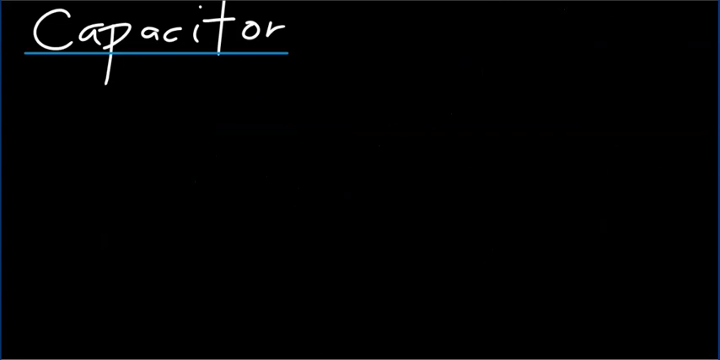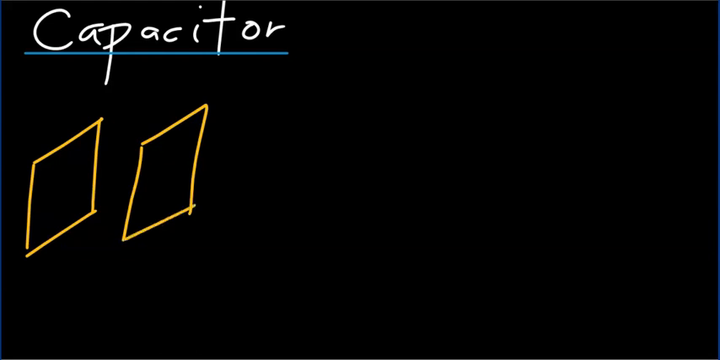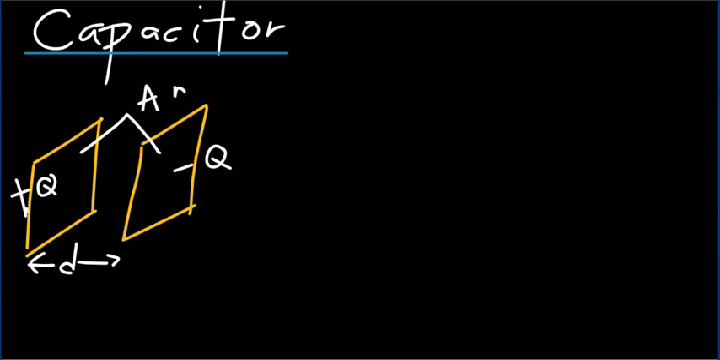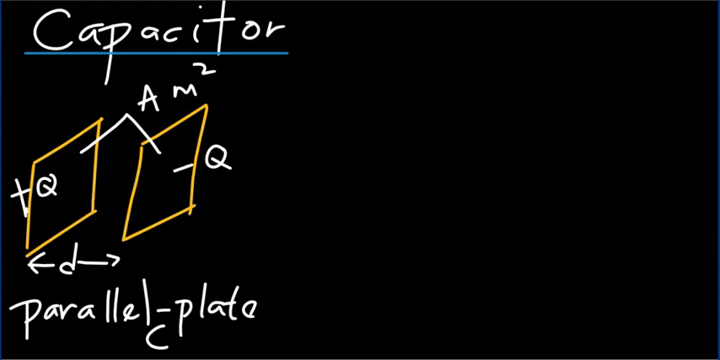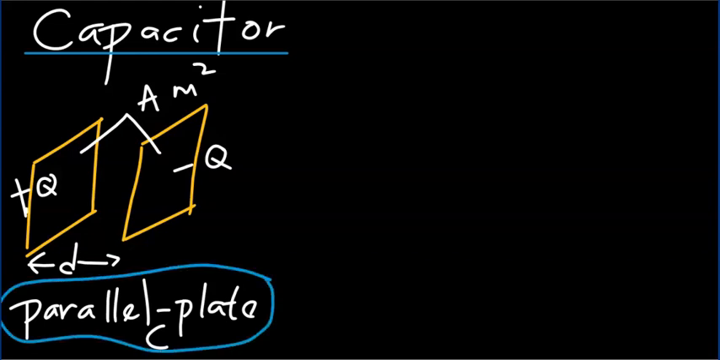Examples of a capacitor are the following. You may have such a capacitor with two parallel plates. So the plate on the left may contain a positive charge, and the plate on the right have equal amount of negative charge on it. And these two plates are separated by a very small distance d, and these two plates have some surface area A meter squared. Such an arrangement is known as a parallel plate capacitor.